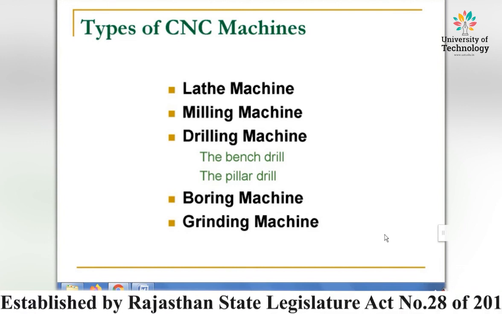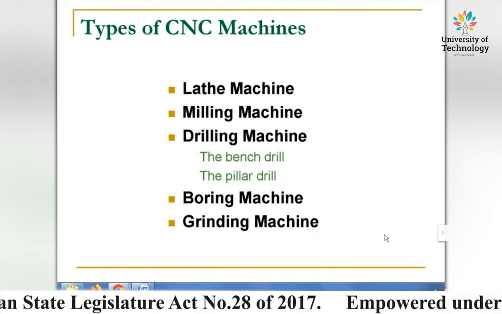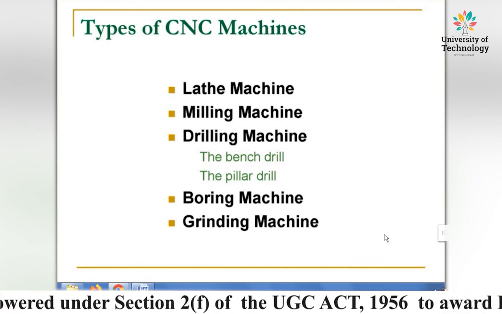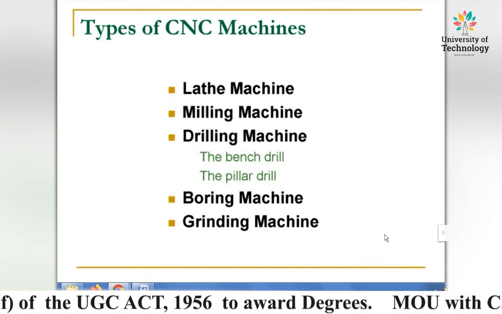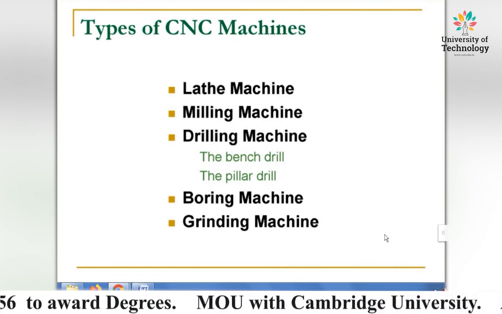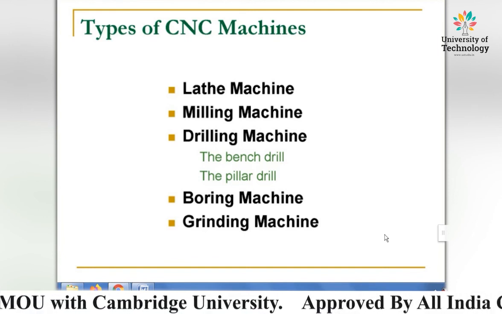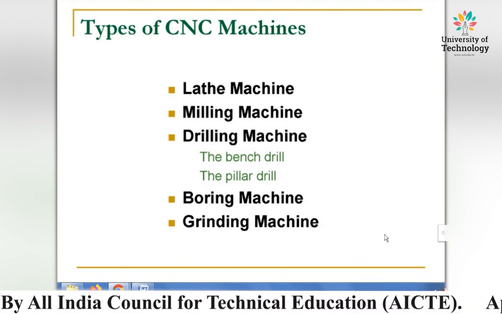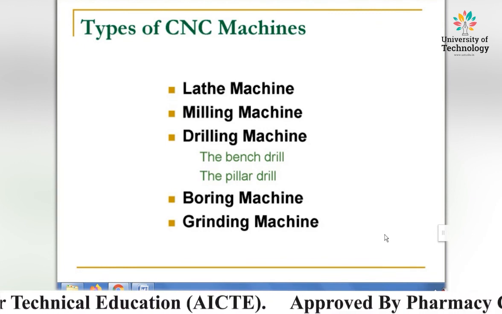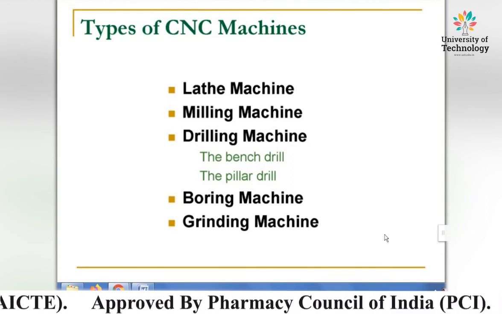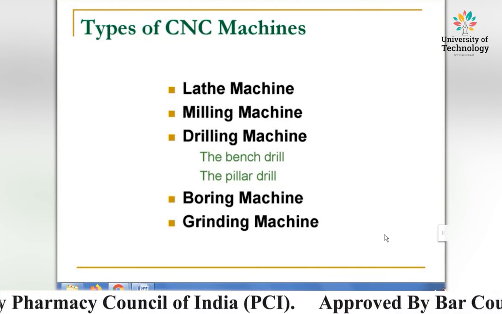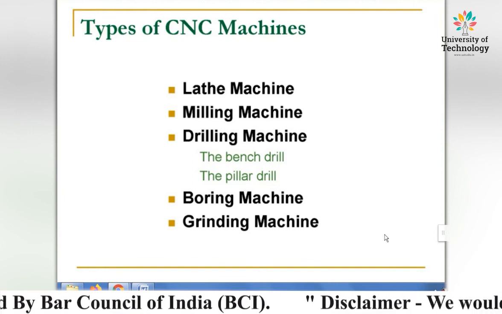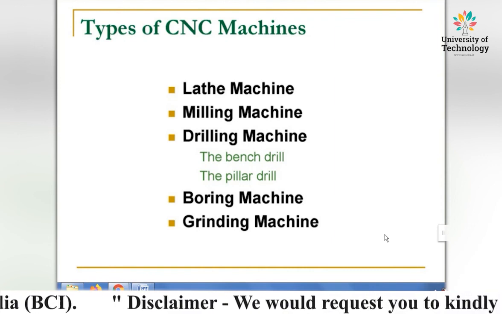We can see in this slide the various types of computer numerical control machines. The first one is the lathe machine, then the milling machine, the drilling machine, and the basic types of drilling are the bench type drill or the pillar type drill, boring machines, grinding machines, etc. These are basic types of CNC machines. There are many CNCs for particular purposes in the industries.